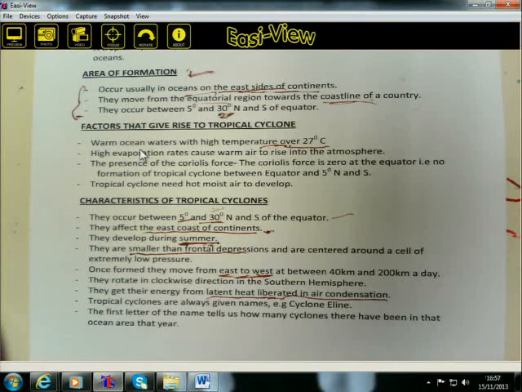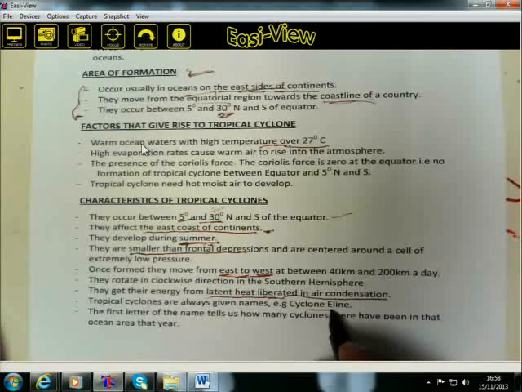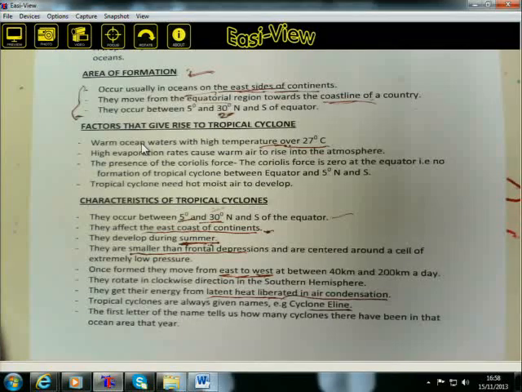The other one. Tropical cyclones are always given names. Nothing like that in the mid-latitude cyclone. For an example, cyclone Eileen. That is the name of the tropical cyclone at that time. So, tropical cyclones will be given names.